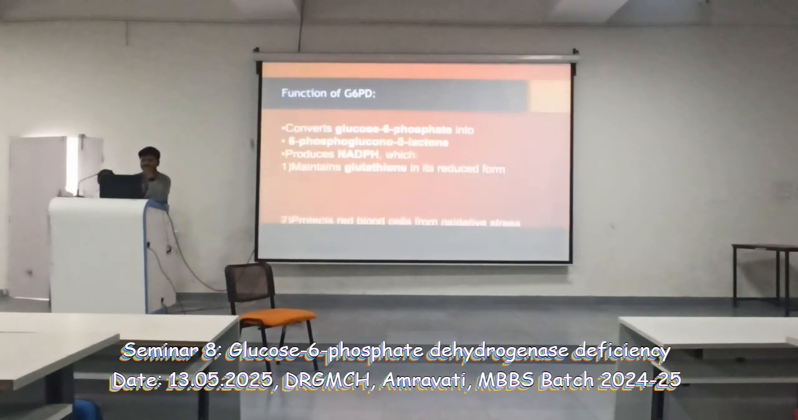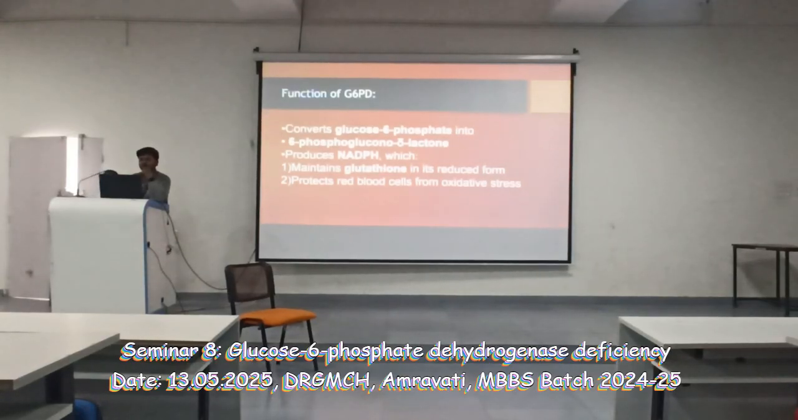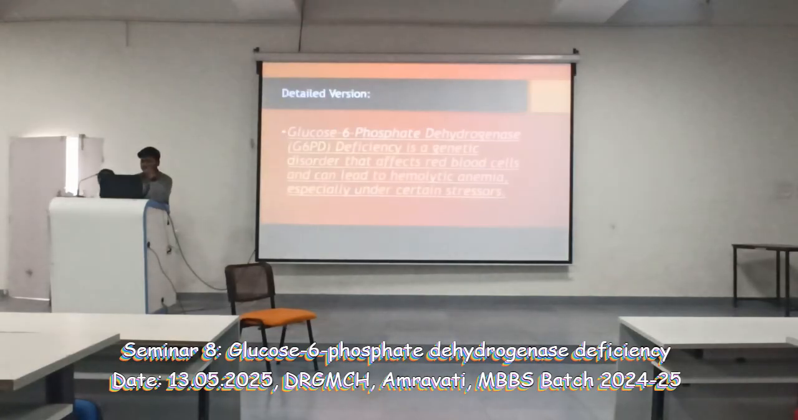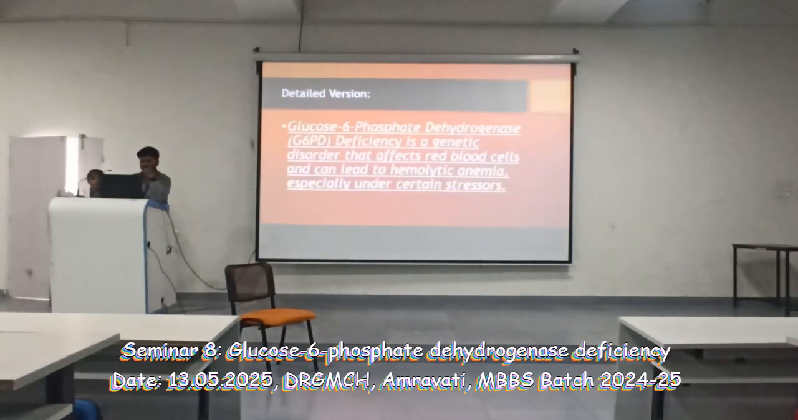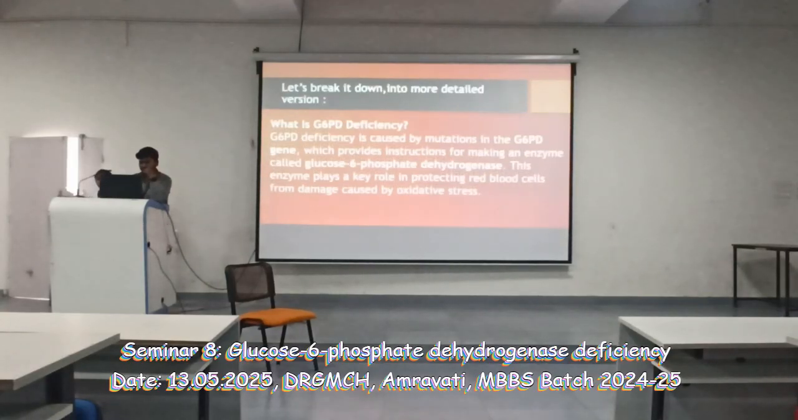What is the function of G6PD? G6PD converts glucose-6-phosphate into 6-phosphoglucono-delta-lactone and produces NADPH, which maintains glutathione in its reduced form and protects RBCs from oxidative stress. Its deficiency is a genetic disorder that affects RBCs and can lead to hemolytic anemia, especially under certain stresses.